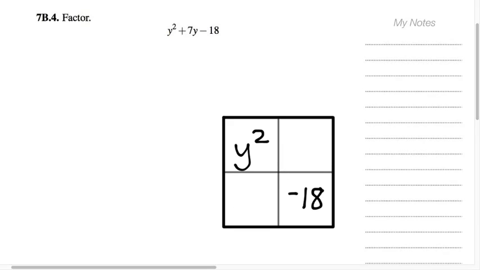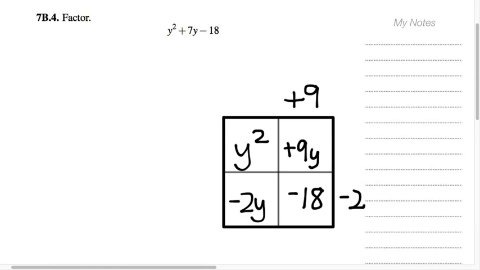I got positive 9 and negative 2. Positive 9 and negative 2. And that's a good pair because, first of all, they multiply together to give us negative 18. And what else do they do? They add together to give me positive 7.